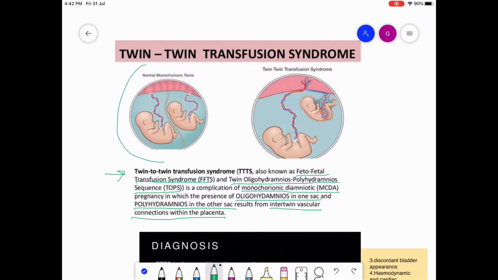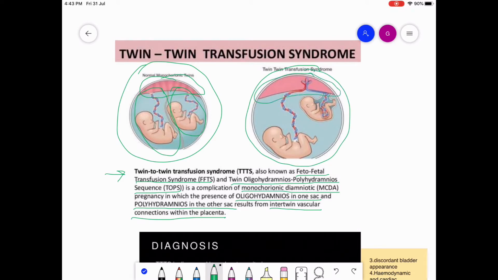As you guys can see in this diagram, this one is the normal monochorionic twins. They have two separate amniotic cavities filled with almost equal amniotic fluid, and they are sharing one placenta. So this means that these are monochorionic diamniotic twins. Now in this diagram, you can see that there is one placenta, but this cavity has a lot of fluid as compared to this baby. This cavity has very little fluid.